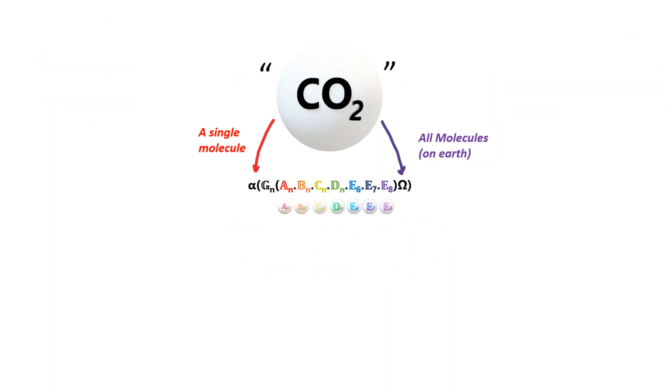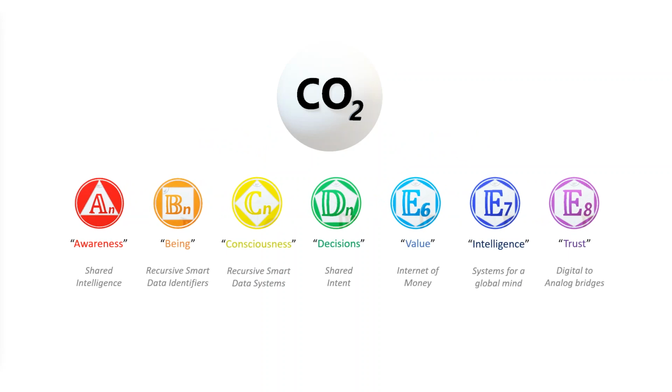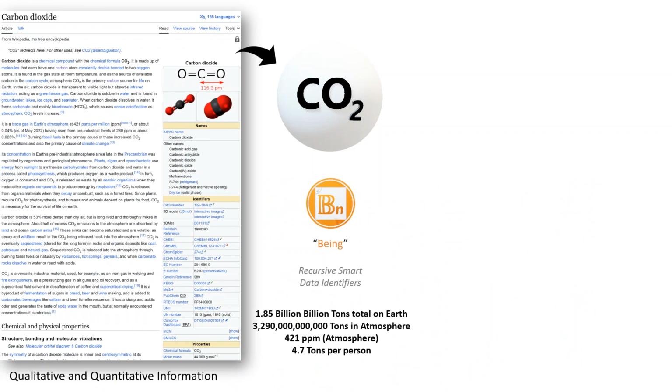So diving right in, these codons represent geometric shapes. I've lifted them out of the alphabet into a geometry, and each one corresponds to a specific geometric shape: tetrahedrons, cubes, octahedrons, dodecahedrons, and then icosahedrons, the E's. And these map, broadly speaking, to these functional domains of awareness, being, consciousness, decisions, value, intelligence, and trust, the traditional rails that have been analog that are becoming digital. So these things altogether let systems be smart.